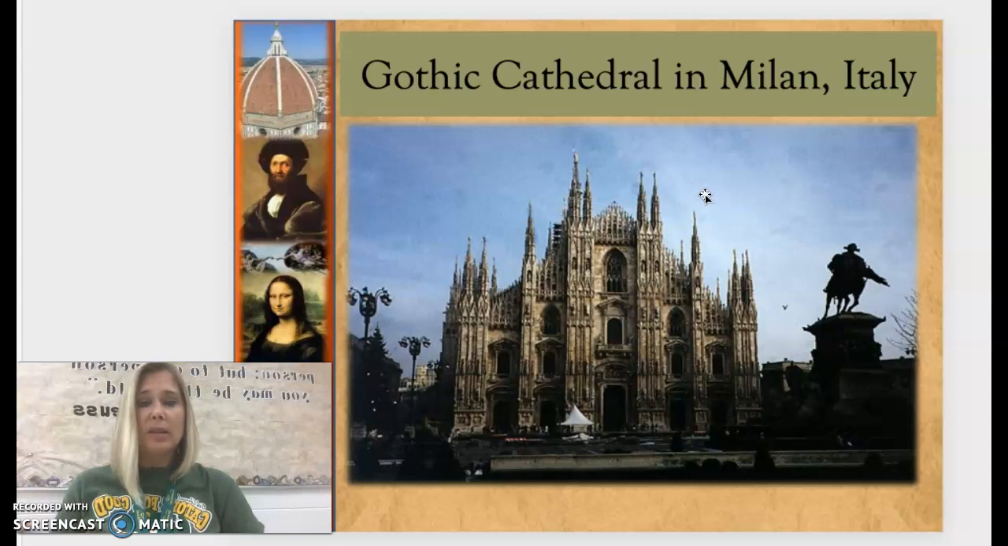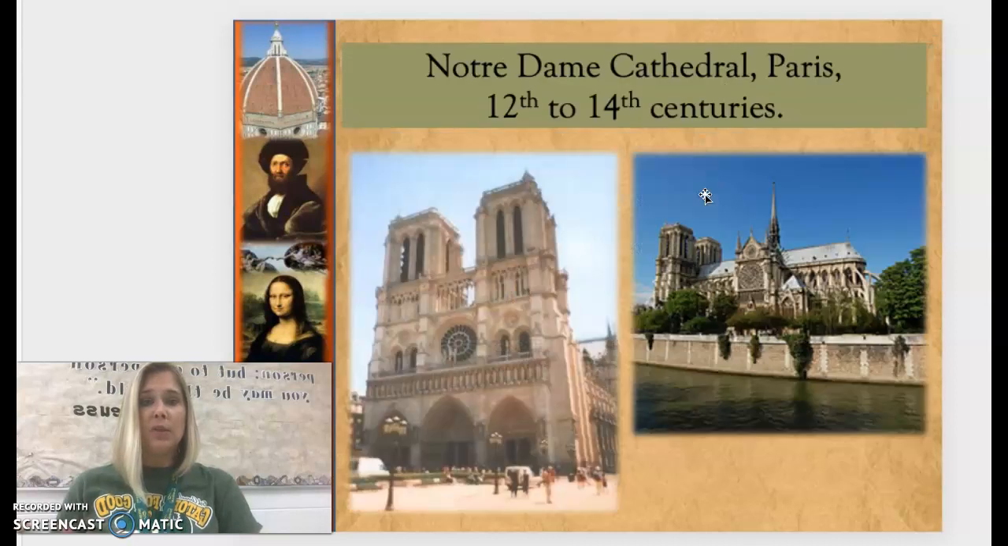And again, you could see that the focus is all about religion. This is very characteristic of cathedrals, as you can see here with this example. So these are examples of medieval architecture. Even the one in Notre Dame has those Gothic styles.